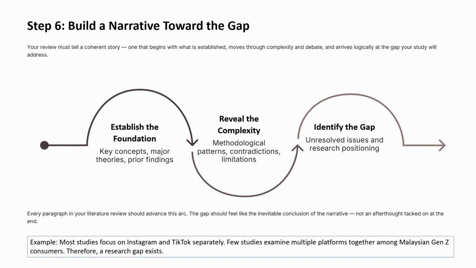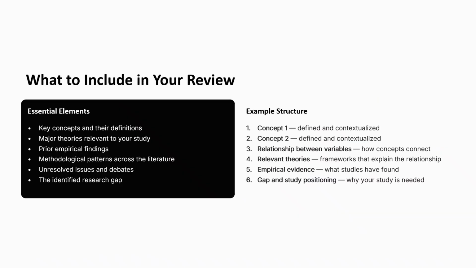Example: most studies focus on Instagram and TikTok separately. Few studies examine multiple platforms together among Malaysian Gen Z consumers. Therefore, a research gap exists. What to include in your review? A strong literature review should include definitions of key concepts, discussion of relevant theories, summaries of empirical findings, methodological trends, unresolved issues, and the identified research gap.